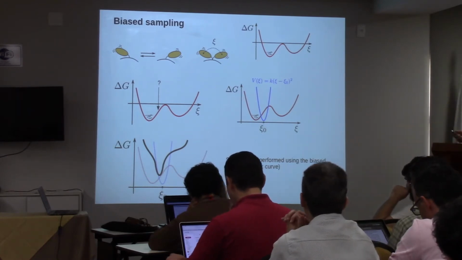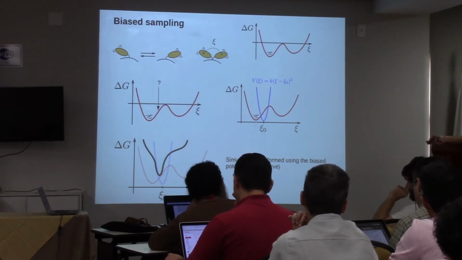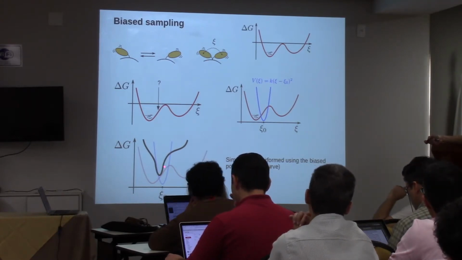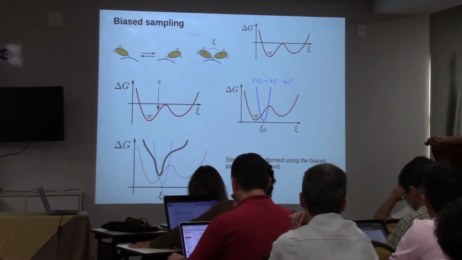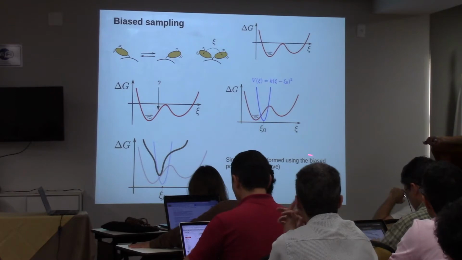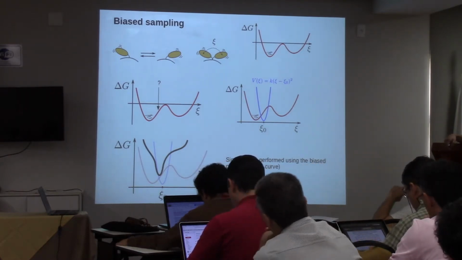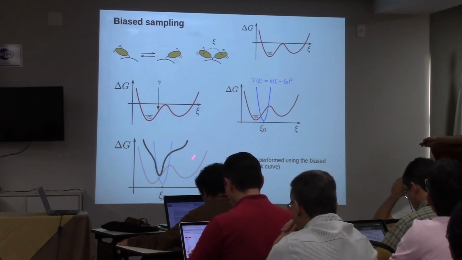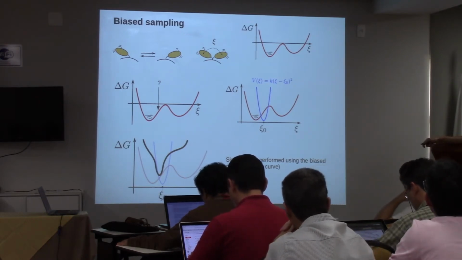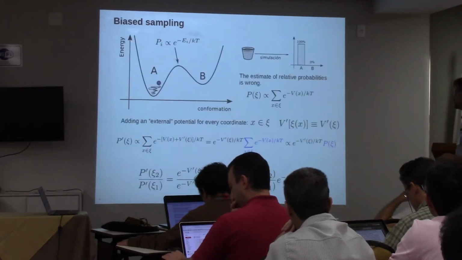And how can this be useful? This can be useful if, given the sampling of this simulation which was perturbed, we know how to fix this perturbation and compute the original probabilities without the perturbation from the perturbed simulation. That will be useful to compute the free energy difference. Let's see how that's done.